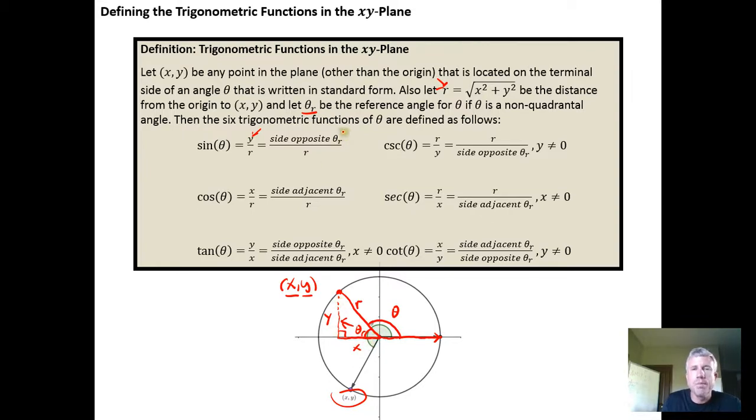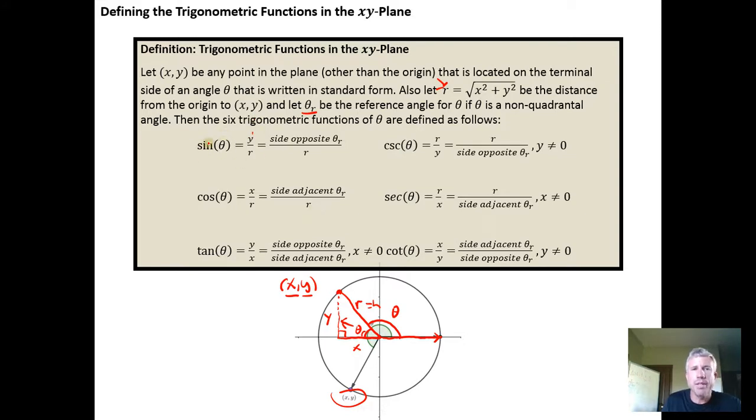So in terms of the definition that we already had established, we had said the sine of theta is the side opposite theta over r. Well, now the sine of theta is going to be the side opposite the reference angle for theta. So in this case, y is opposite the reference angle, and then it's over the hypotenuse or r. So it's really a similar definition to what we've already established. It kind of flows directly from it.